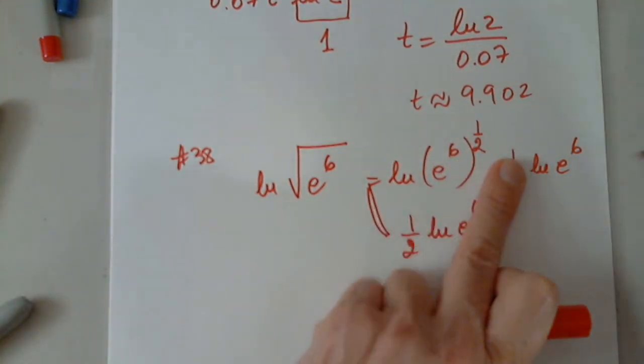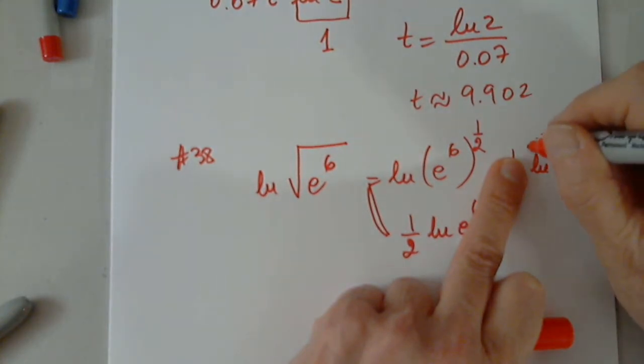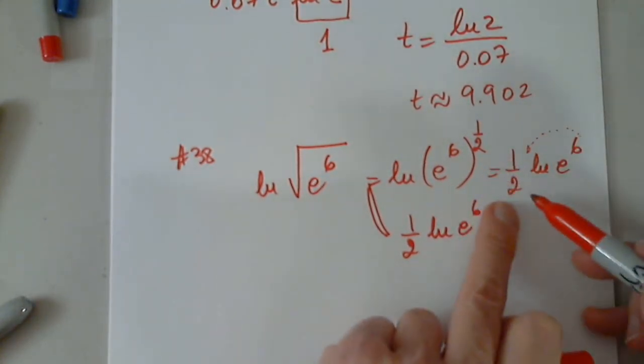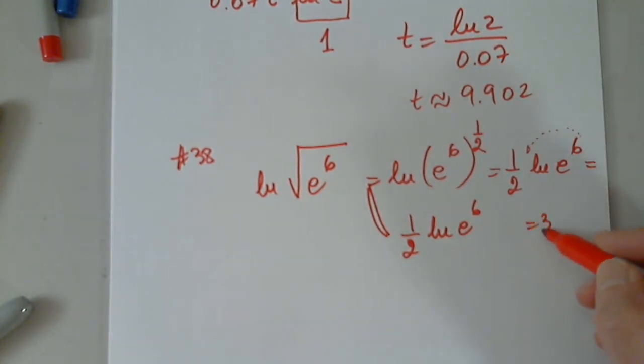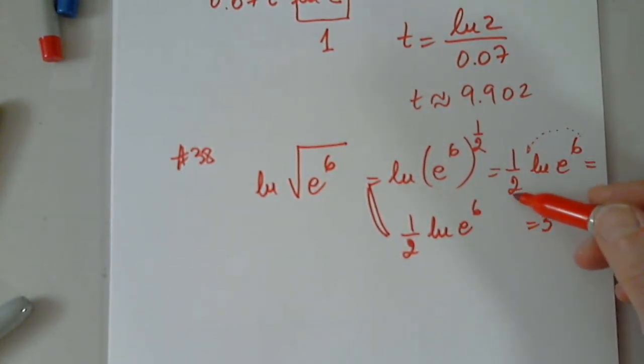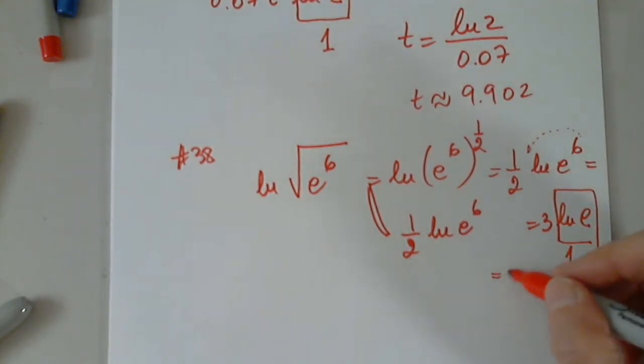But now, the natural log allows, by the power rule, 6 to go in front as a factor. But I have to multiply it by 1/2. So I will get 6 times 1/2, or 6 divided by 2, same thing. Natural log e, knowing now that this is 1, the answer is 3.